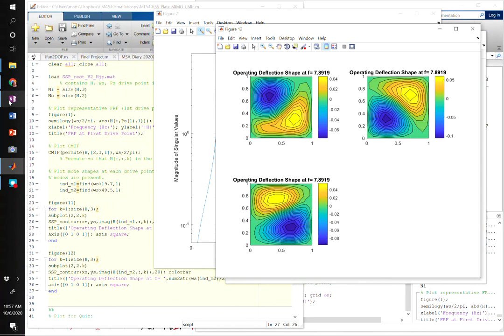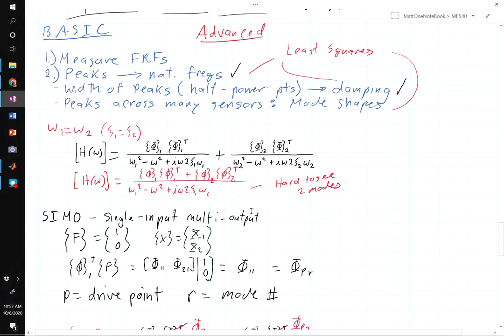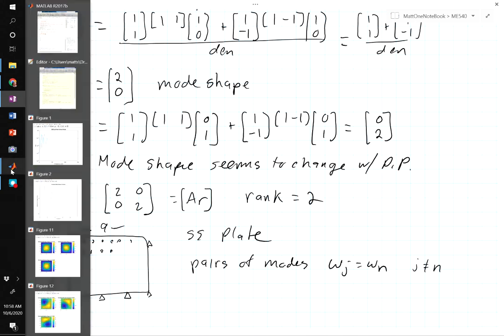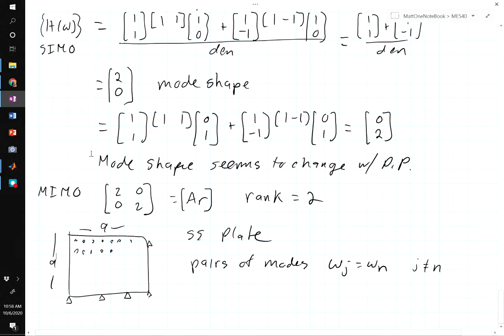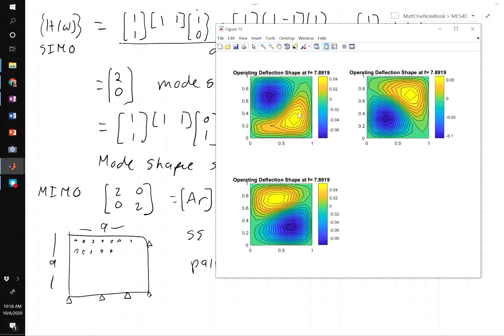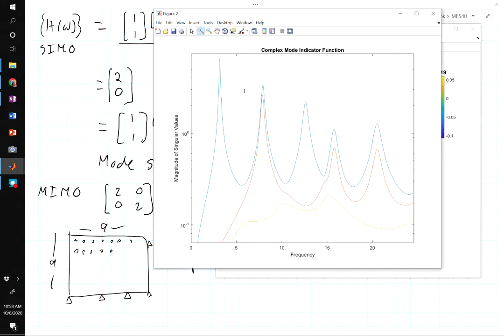And that's the same thing that was happening here theoretically, where the mode shape seemed to change depending on where we applied a force. That's because it isn't one mode, it's a linear combination of 2 modes, and we get a different mixture of those modes depending on where we apply the force. So the CMIF is just a way of measuring this and detecting it, and we can use it to look at a lot of data at once and to figure out where repeated natural frequencies might be.